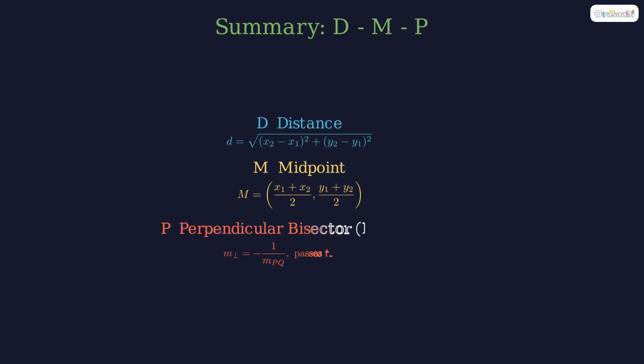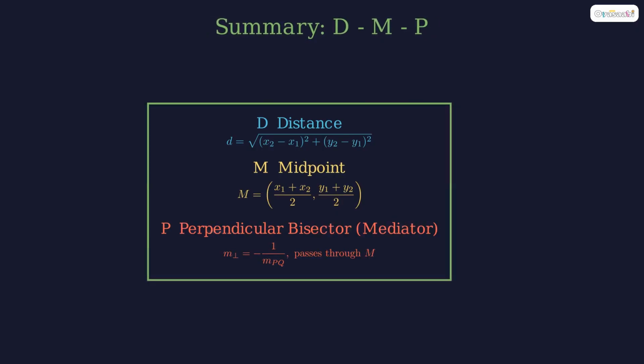Remember, DMP. Distance uses the square root formula. Midpoint averages the coordinates, and the perpendicular bisector goes through the midpoint at 90 degrees.